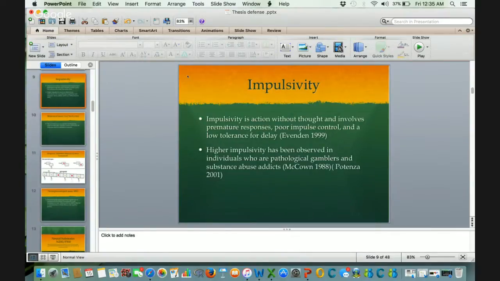So what is impulsivity? Impulsivity is action without thought and involves premature responses, poor impulse control, and a low tolerance for delay. Individuals who have shown to have poor impulse control are pathological gamblers and substance abuse addicts. An example of poor impulse control is pathological gamblers who continue to gamble even though they have a lot of financial debt.